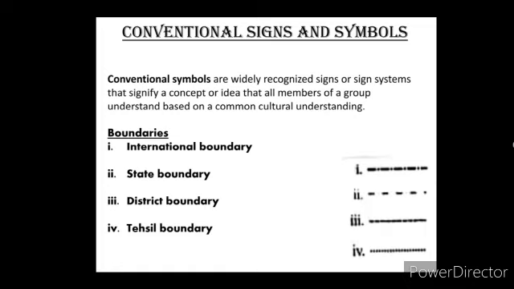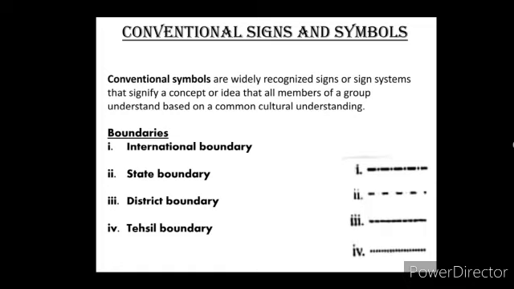Conventional symbols are widely recognized signs and a sign system that signify a concept or idea that all members of a group understand based on a common cultural understanding. So we can say conventional signs and symbols are nothing but the interpretation or the standard symbols which are used by all. So the first one is the boundaries.